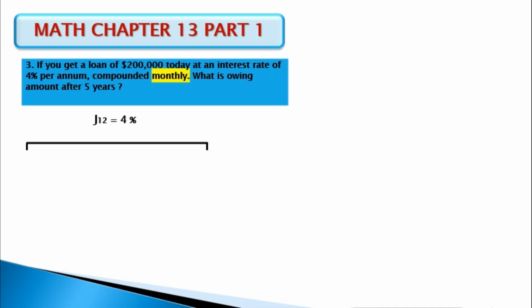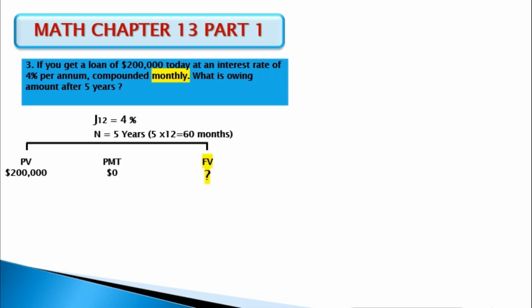J12 equals 4% this time. N is 5 years, but how many periods are there in 5 years? How many monthly periods are there in 5 years? There would be 60 monthly periods in that 5 years. So when we put N into the HP 10B2 calculator, we're going to be putting 60. Again, PV is 200,000. How many payments are we making in those 60 months? None. We're making payments of $0, and we're asked to find how much money would be owing after 5 years.